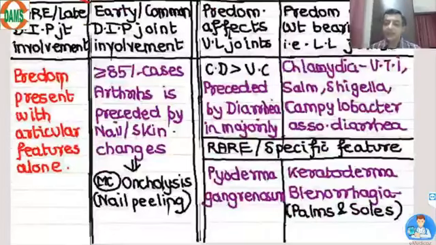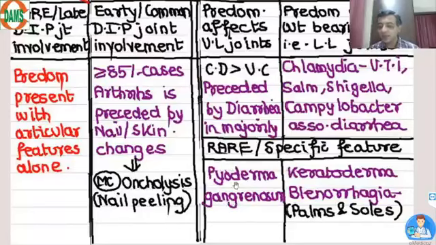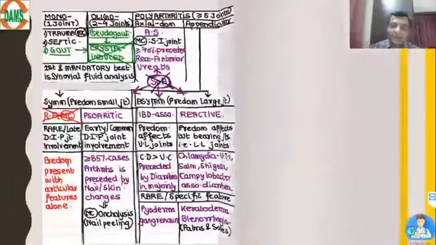In IBD, CD more than UC, preceded by diarrhea, and the specific feature is pyoderma gangrenosum. In reactive arthritis, the specific feature is keratoderma blennorrhagicum. All these slides I'll put up for you. Simple tables, go back and read.